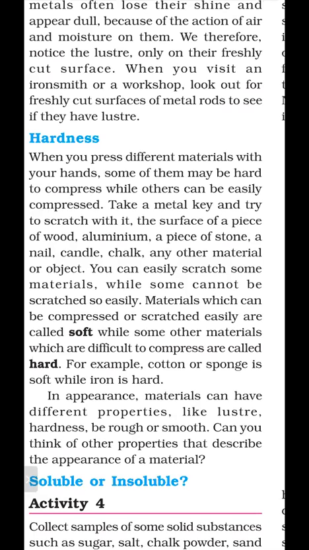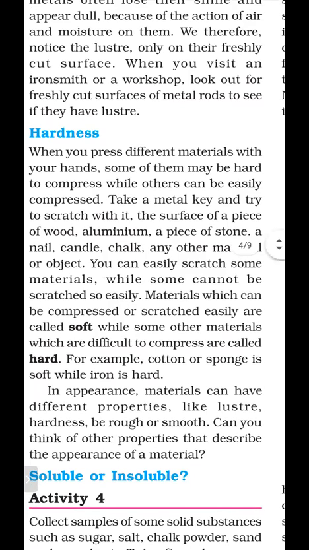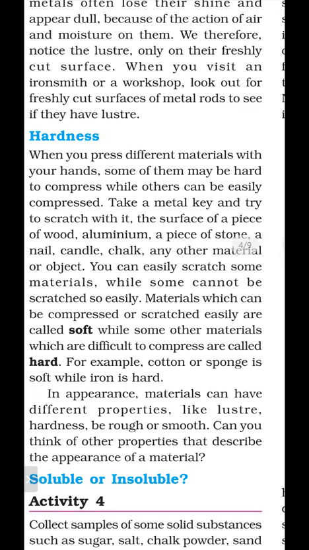And what are examples of soft materials? Cotton and sponge. These are soft materials. And what do you mean by hard materials? Some objects which cannot be scratched easily are called hard materials. And what are examples of hard materials? Wood. It cannot be compressed. So this is an example of hard materials.